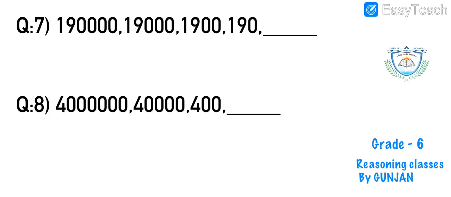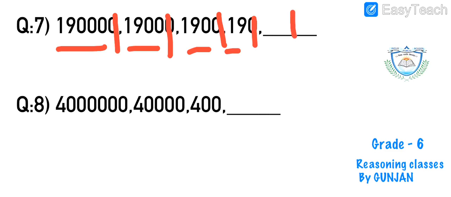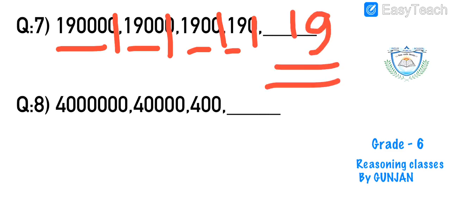Okay? Let's move ahead. Let's quickly proceed to the next question. Now see, this is a pattern. Now, if I divide it by 10, what will I get? 19,000. If I divide it by 10, what will I get? 1900. So, solving this, what will be our answer? 19. Yes, this was an easier one, and now I think everyone is getting it.